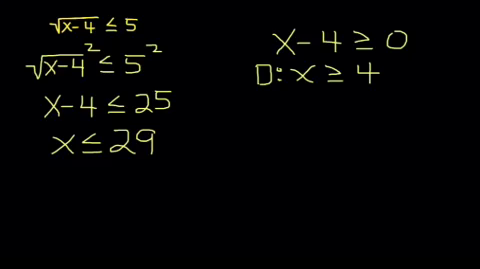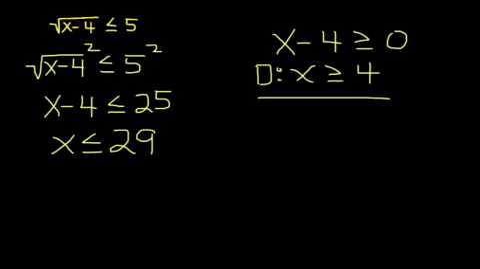So I have to look back at my domain again. Are there numbers less than or equal to 29 that are not greater than or equal to 4? Well, in this case, yes, there are. I mean, numbers like 0 or 1 or negative 10, they're all less than or equal to 29, but they're certainly not greater than or equal to 4. So I have to limit my solution set to only numbers that are bigger than or equal to 4, but at the same time less than or equal to 29.